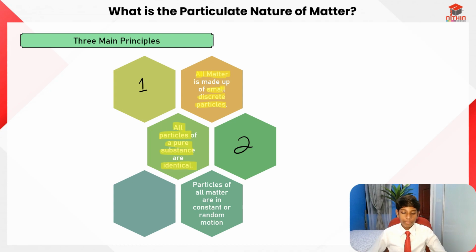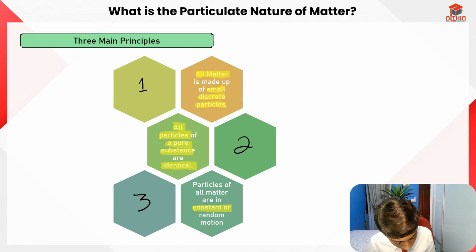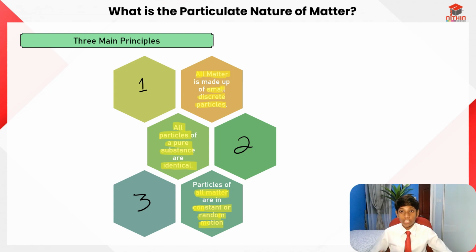Next, we have number 3, the last principle: particles of all matter are in constant, random motion. So I hope you understood that. These are the 3 main principles. Now let's move on.